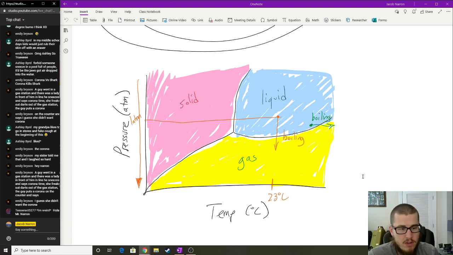Hey, good morning, Tess. So boiling can happen in two directions, either by changing pressure or by changing temperature. And so now we're not just talking about changing temperature anymore. We're talking about all of it.